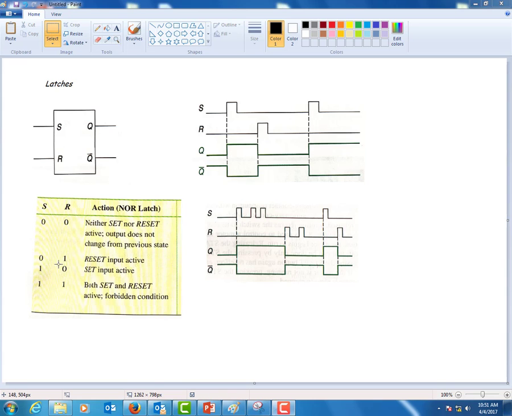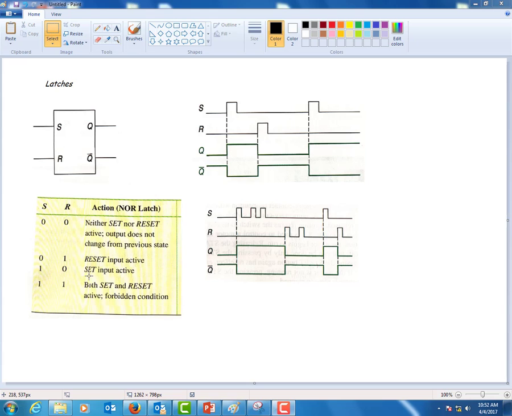Now, the next condition we have is when S is high and R is low. In other words, when your set is high, that's what the S stands for, set, and reset is low, that's what the R stands for, reset. In this case, Q is high. Finally, the third condition, which you do not want to see, it's forbidden, is when both are 1, and you'll see why shortly.